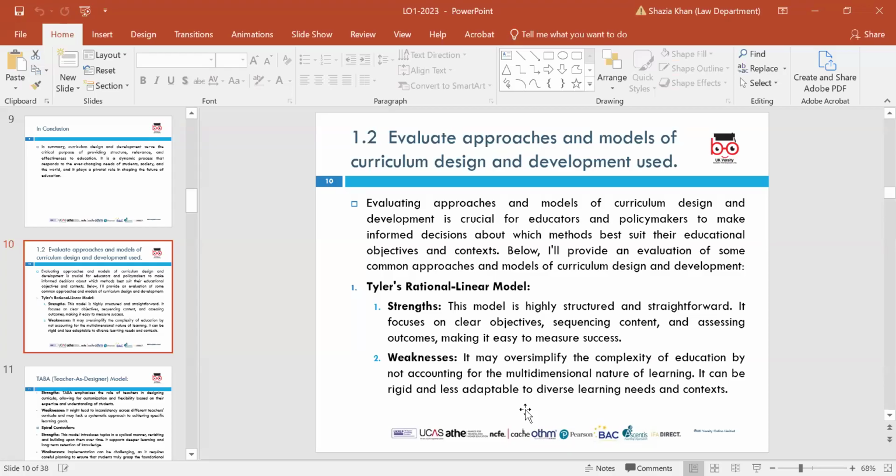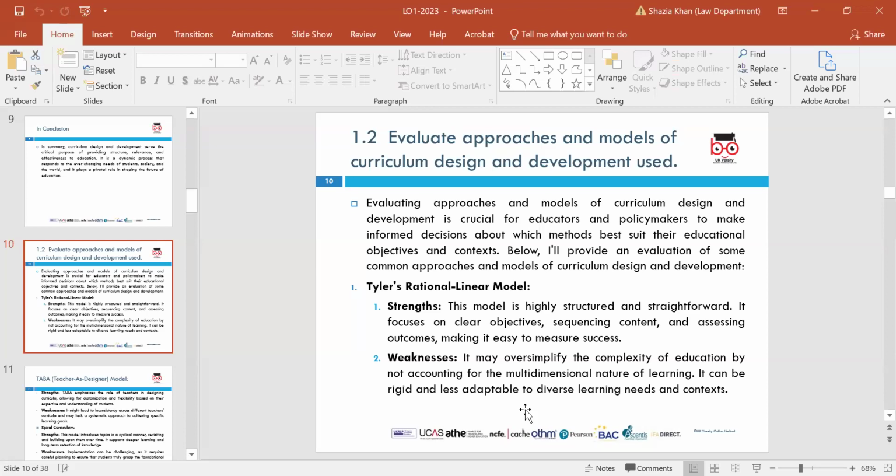He also pointed out the importance of the philosophy of education and psychology of learning to screen the objectives that are included in the curriculum. So when we look at the strengths of his model, this model is highly structured and straightforward. It focuses on clear objectives, content, and assessing outcomes, making it easy to measure. So it offers a logical order for the curriculum's components.